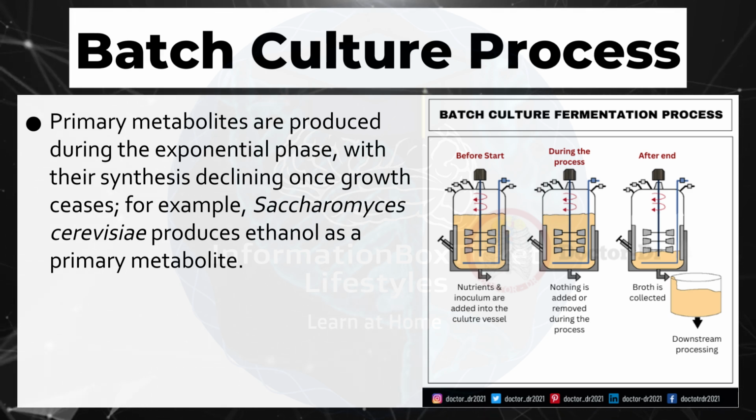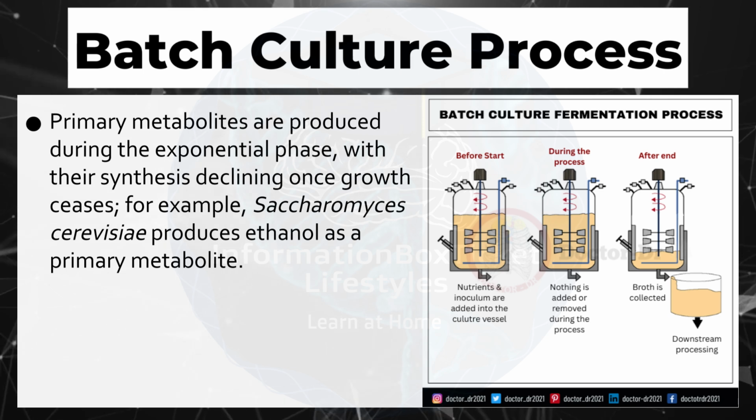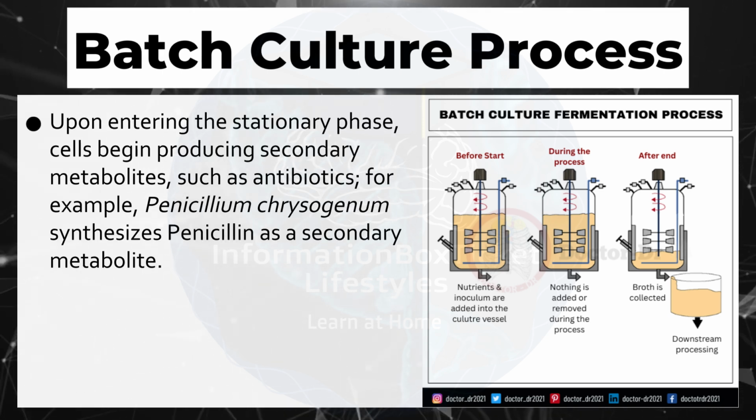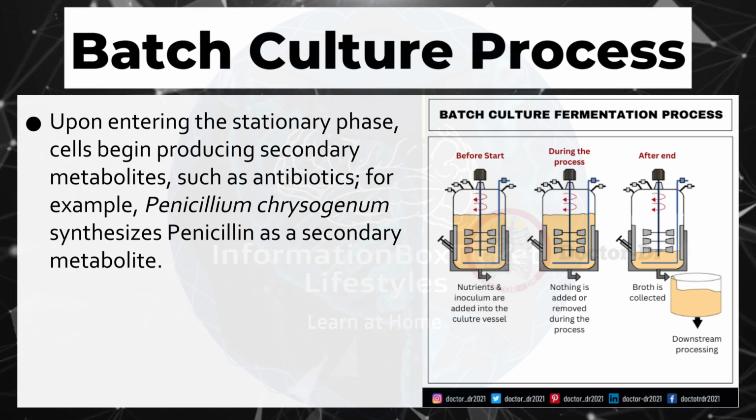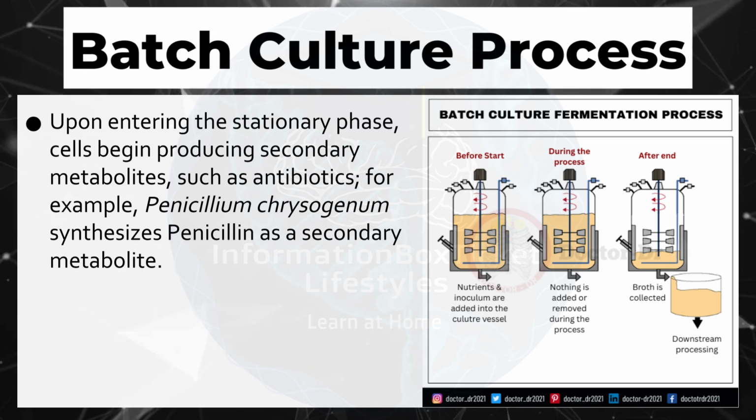For example, Saccharomyces cerevisiae produces ethanol as a primary metabolite. Upon entering the stationary phase, cells begin producing secondary metabolites, such as antibiotics. For example, Penicillium crassigenum synthesizes penicillin as a secondary metabolite.